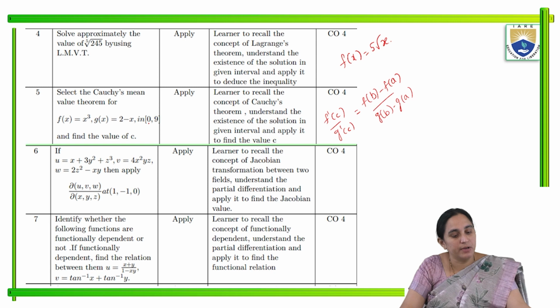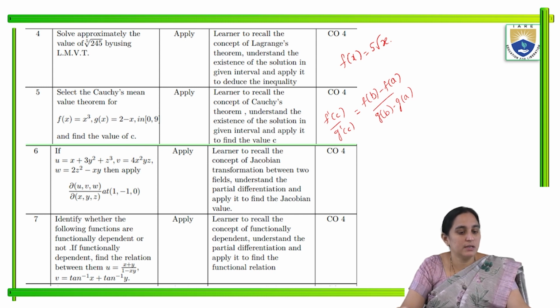Next, the sixth one: if u is equal to x plus 3y square plus z cube, comma v is equal to 4x square yz, comma w is equal to 2z square minus xy, then find dou of uvw by dou of xyz at 1 comma minus 1 comma 0. Okay, this is a different type of question. This is the second part of module 3. This comes from the Jacobian form.